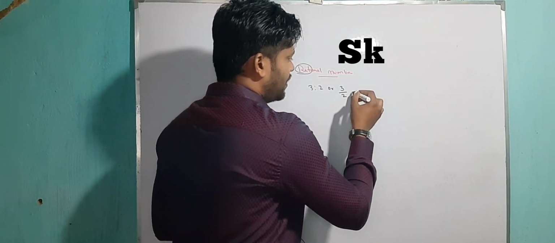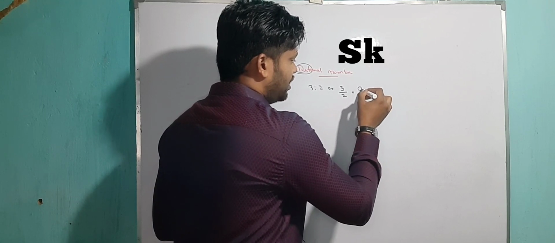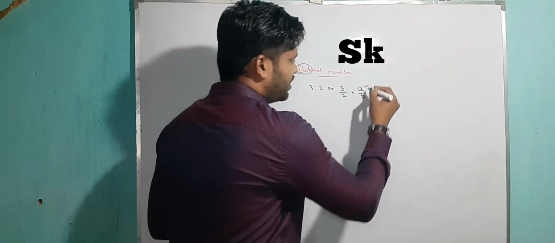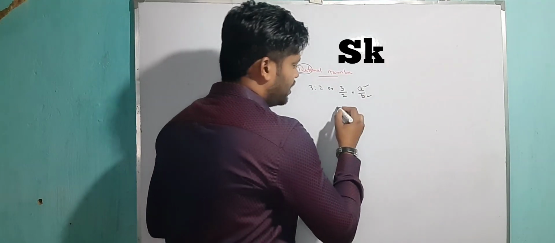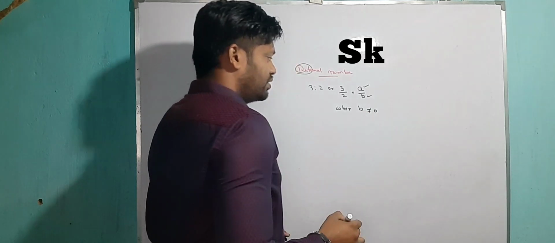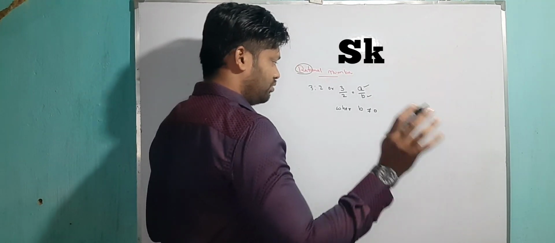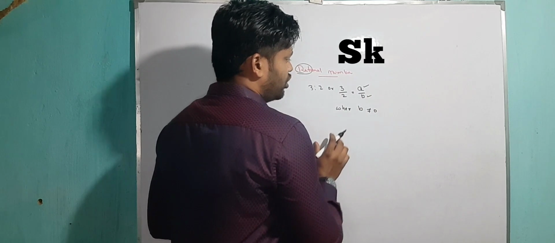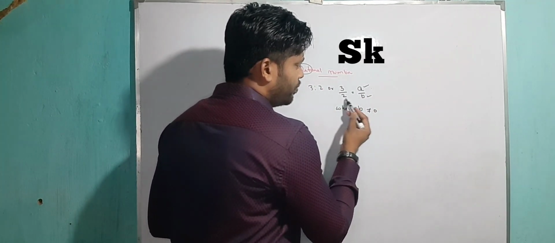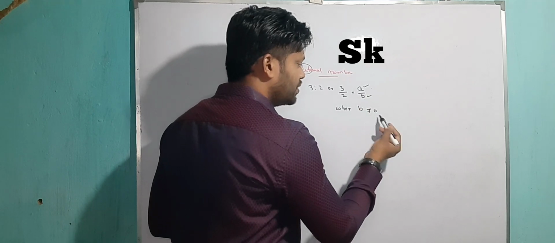If I assume this is A and this is B, where the numerator is A and the denominator is B, where B should not be equal to 0. Sir, if it is equal to 0, I will come to that also. First understand this one. So every rational number should be in the form of A by B, where the denominator B, or anything, should not be 0.